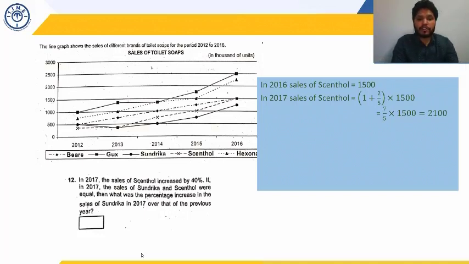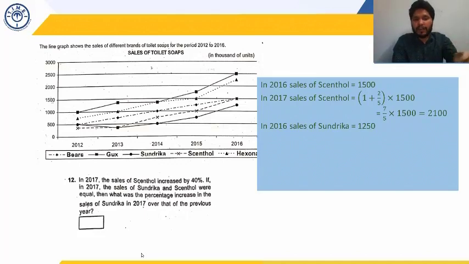Okay, now we know the sales of Sundrika is 2100 in 2017, and from the line chart we can see the sales of Sundrika in 2016 is between 1000 and 1500. So we have assumed it to be 1250. We could have assumed it as 1200 also. That's not an issue. So we can assume any number, the answer will not change. But it is exactly in the middle, so we have assumed it as 1250, because from the chart we can see it is 1250 only. So here there is no ambiguity.